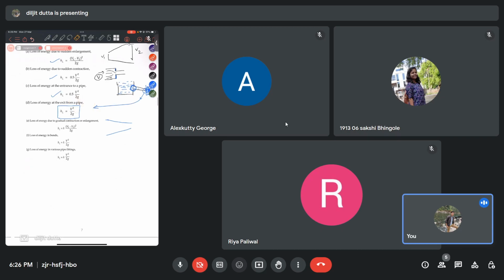There may be some losses in bends also, and this is also given by K into V square by 2g, and this also depends on the angle of the bend. If we take a 90-degree bend, or an obtuse angle bend like that, the losses will be different depending on the angle of the bend, so the value of K will depend on the angle of the bend if we take the same material for the pipes.